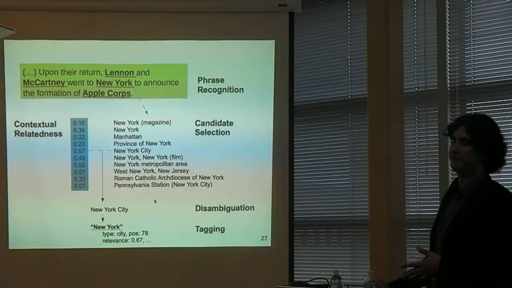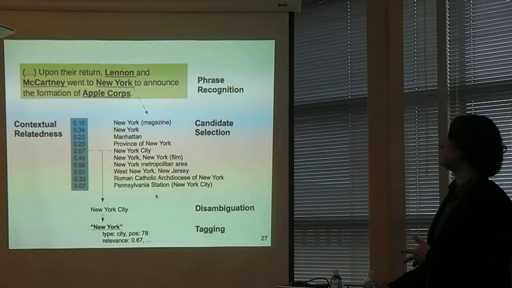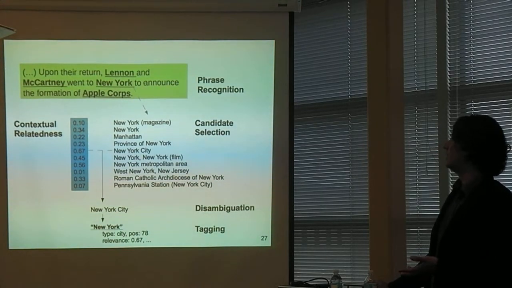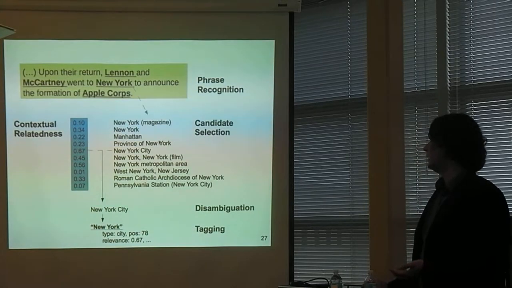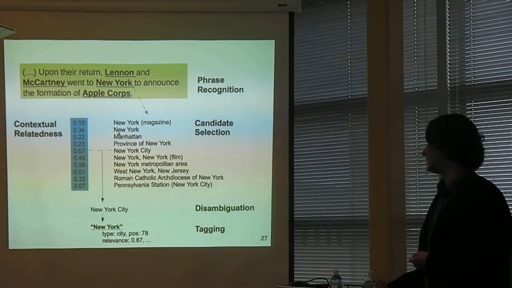So let's look at a snippet of text about the Beatles. It's saying, upon their return, Lennon and McCartney went to New York to announce the formation of Apple Corps. So the first task here is then phrase recognition. So I will say that Lennon, McCartney, New York, and Apple Corps are potential names of entities that I want to annotate in this step. The second step is then to do candidate selection, where I'll control here for one of them. So for New York, these are all the possible interpretations of New York. It could be a magazine, it could be a state, a city, a film, and so on.